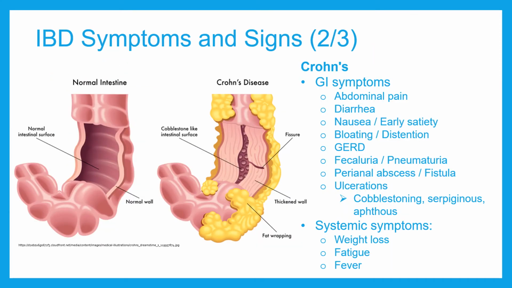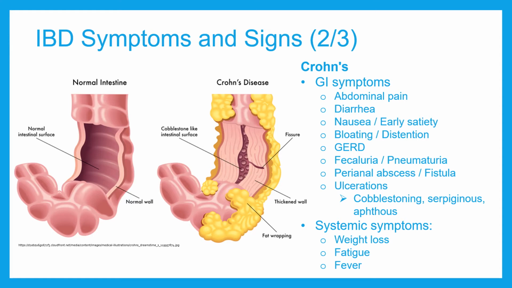Crohn's disease, similar to ulcerative colitis, can also present with abdominal pain and diarrhea. It can also present with the systemic symptoms associated with inflammation in the GI tract. Crohn's disease is not continuous, meaning there are ulcerations intermittently from gum to bum. These types of ulcerations can include cobblestoning, serpiginous, and aphthous pathologies.